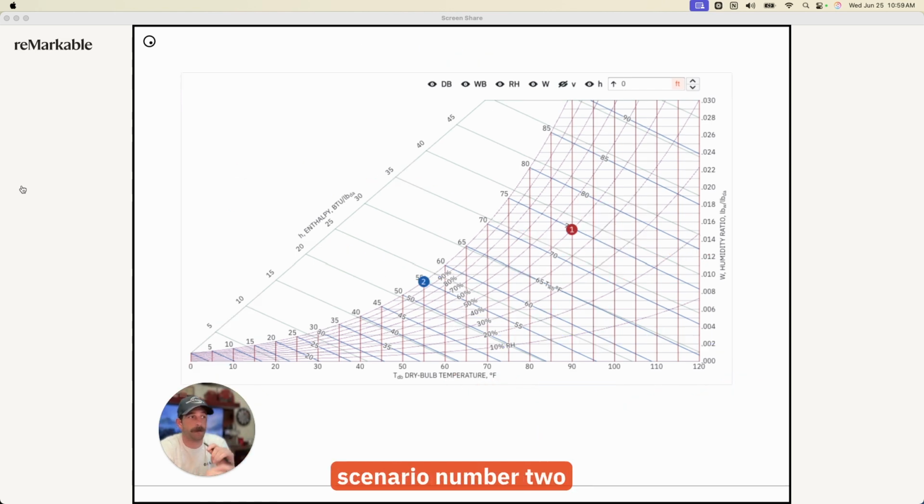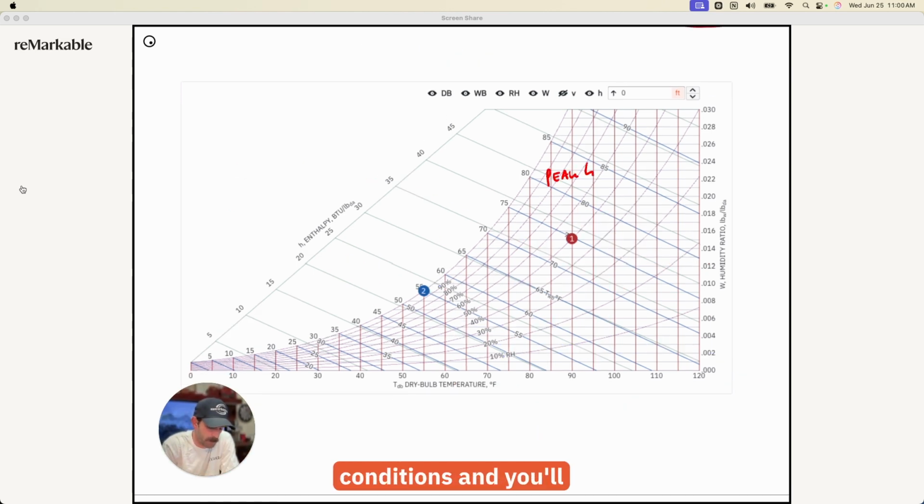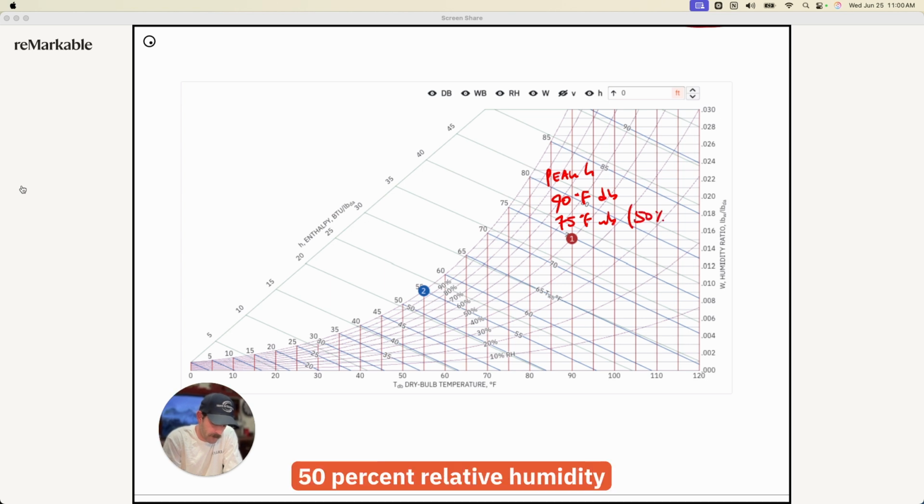Let's look at scenario number 2. Here, the outdoor air is at peak enthalpy conditions, and you'll notice that the dry bulb is only 90 degrees Fahrenheit, but the wet bulb is up at 75 degrees, or 50% relative humidity.